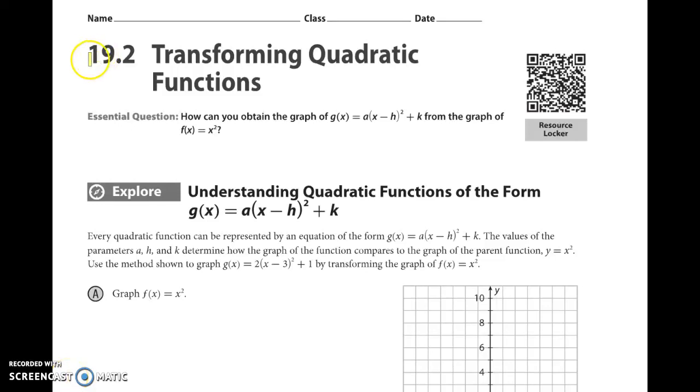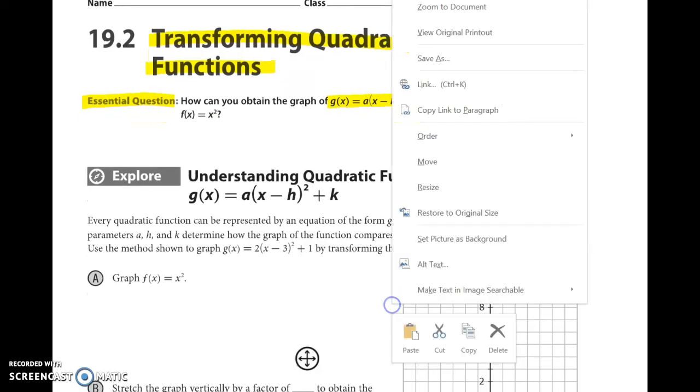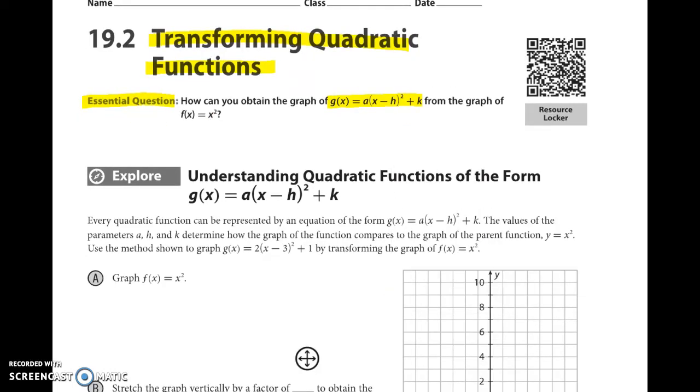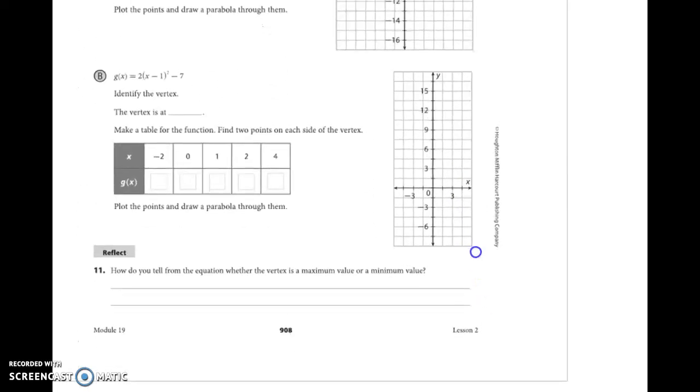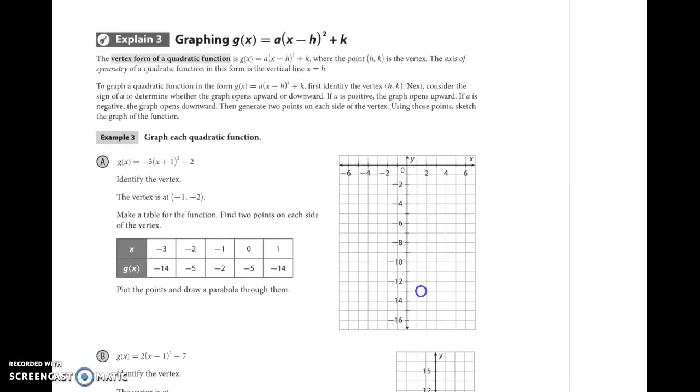All right, today I'm going to be going over 19.2 transforming quadratic functions. And by the end of this lesson, you should know how to obtain a graph of g of x equals, and this is the vertex form, a times x minus h squared plus k, for the graph of f of x equals x squared. So I'm going to go ahead and jump to page 908, which is explain 3.